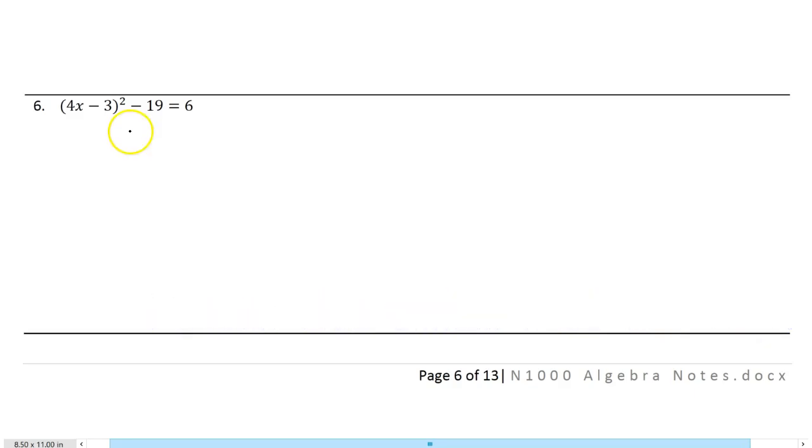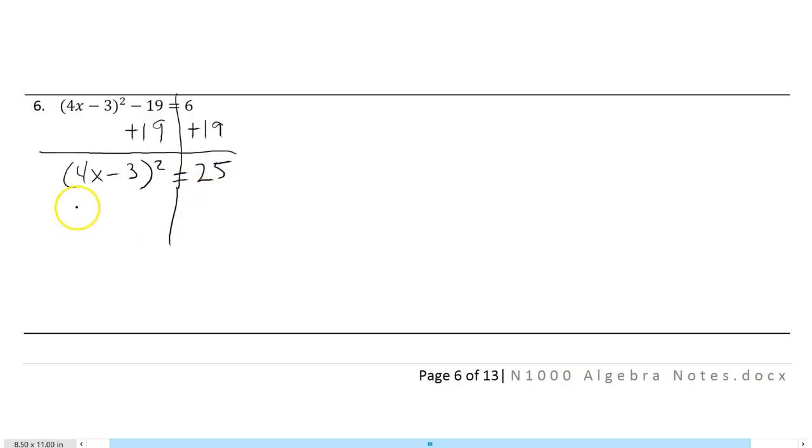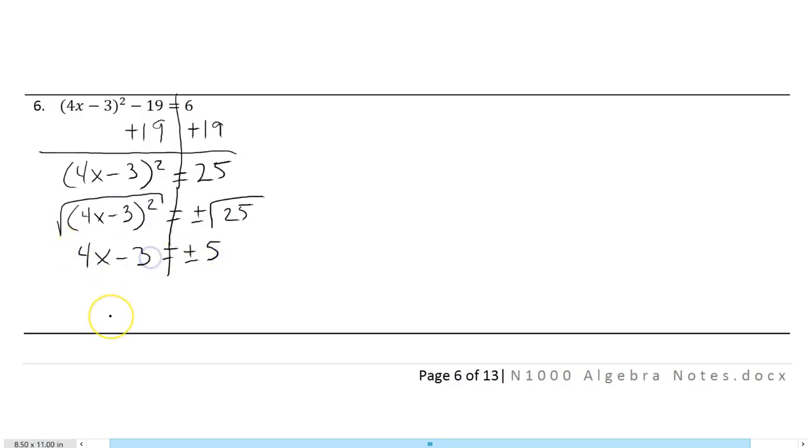Now that you have tried it, check your work. First add 19 to both sides of the equation. Now (4x minus 3) squared equals 25. Take the square root of both sides. 4x minus 3 equals plus or minus 5. Add 3 to both sides. 4x equals 3 plus or minus 5.